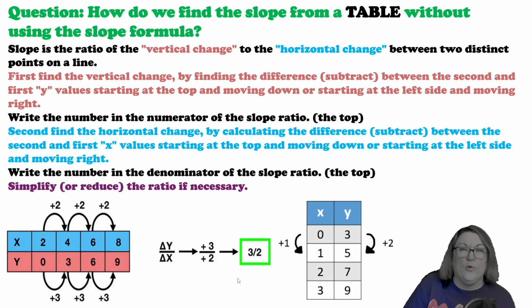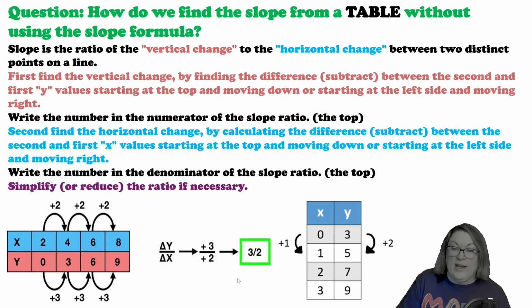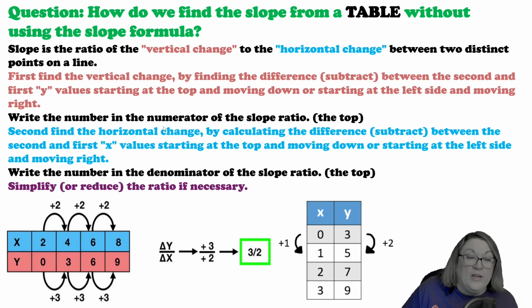So it depends on if your table is like the one on the right here, starting at the top and moving down, or if it's a table that reads left to right, like this one on the left here. Write the number in the numerator of the slope ratio. Second, find the horizontal change by calculating the difference, or subtracting, between the second and first x values, starting at the top and moving down, or starting on the left side and moving right. Once you've done that, write the number in the denominator of the slope ratio. Simplify or reduce the ratio if necessary.